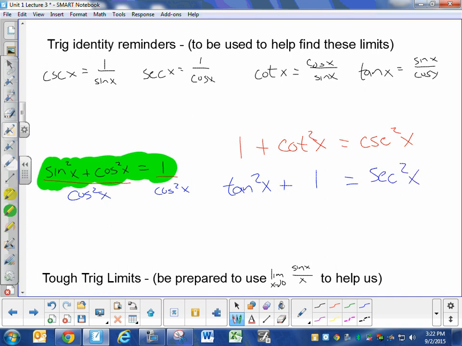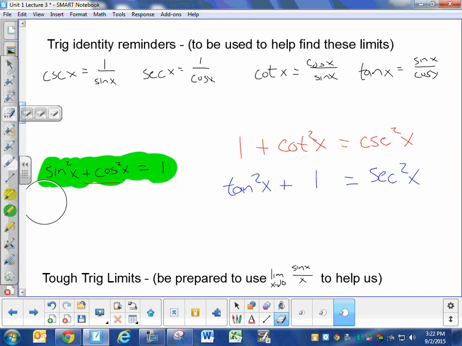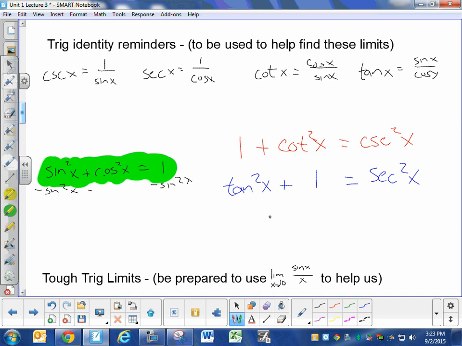Okay? And then, of course, with all of these, you can manipulate these by adding and subtracting whatever you want to move things to other sides. So, in particular, cosine squared, if I subtract sine squared from both sides, I would figure out that cosine squared is 1 minus sine squared. Okay, but not 1 plus sine squared.